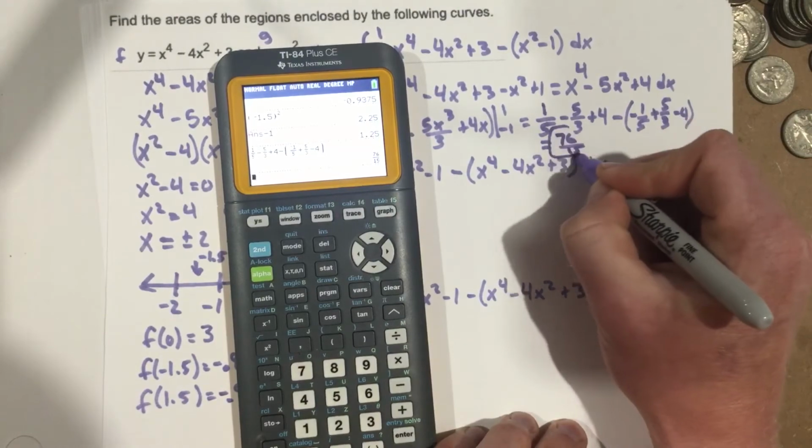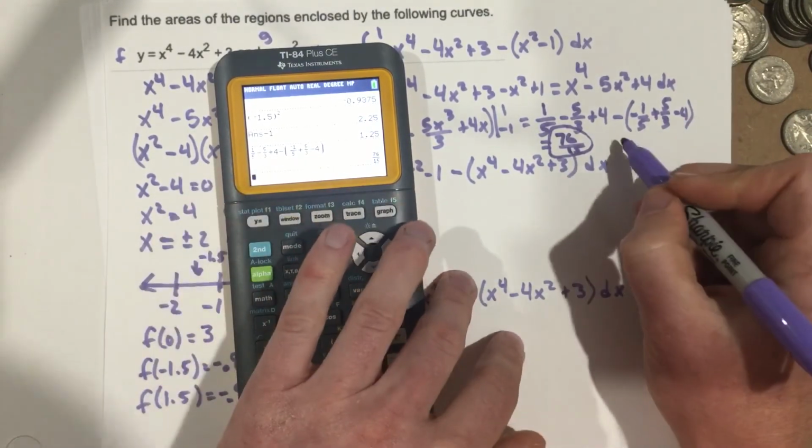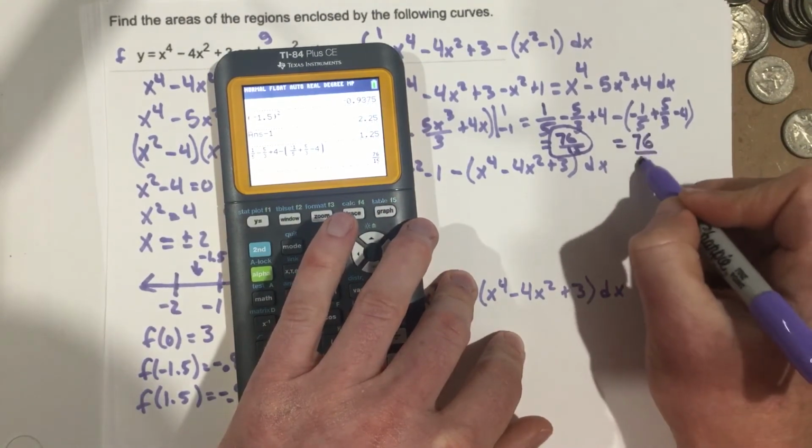So one of my areas is 76 over 15. Hopefully you can see that. It's not written that well. I'm going to write it here. 76 over 15.